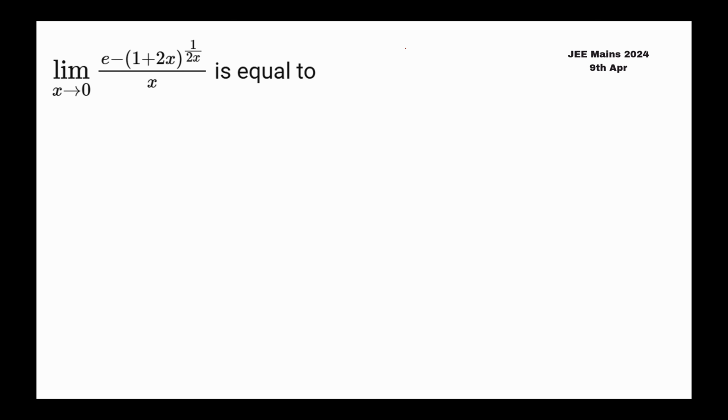Of course, I hope you all remember the Maclaurin series, where f of x could have been written as f of 0 plus f dash 0 x plus f double dash 0, and this continues. So similarly, what is the function that we are going to open up here? It is going to be (1 + 2x) to the power 1 by 2x. So if I try to open up this equation using the Maclaurin series, what am I going to get? This is going to become e.